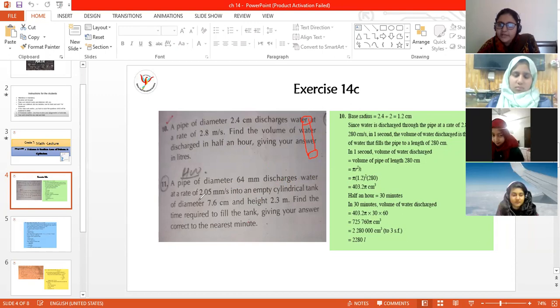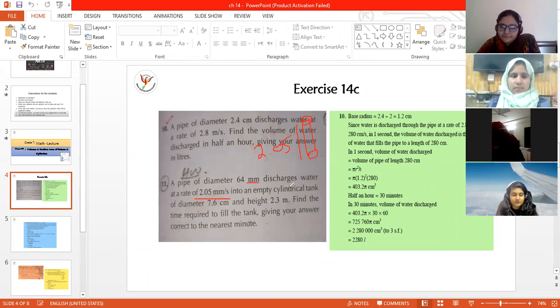Discharge water at a rate of 2.05 millimeter per second. It means that if this diameter is 64 millimeter, there is no conversion of unit till now, millimeter and millimeter. We can say that whatever the rate of water flow is the height of this pipe, 2.05. Clear? The height is clear, the diameter is clear.